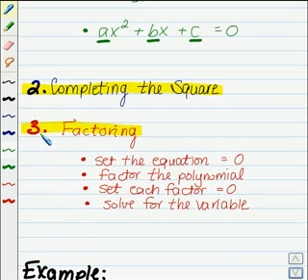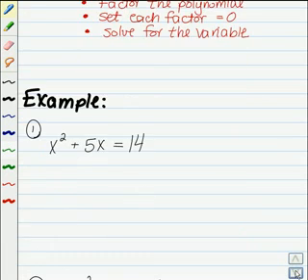One thing about factoring is it's not a difficult process if you understand factoring. It's not difficult to do. But if a quadratic equation cannot be factored, then you would have to use the quadratic formula. Let's take a look and use the method of factoring in our example.